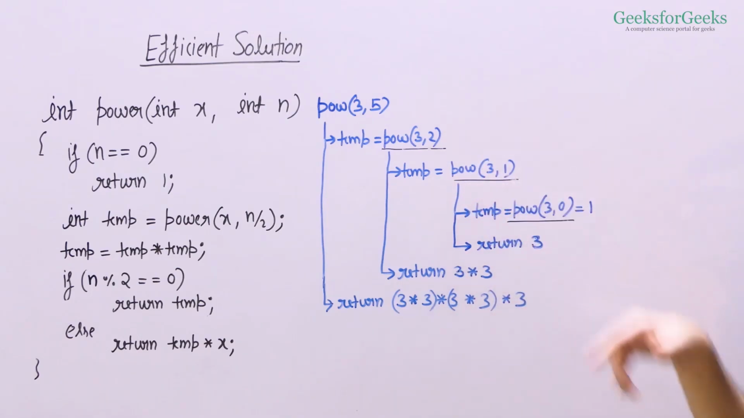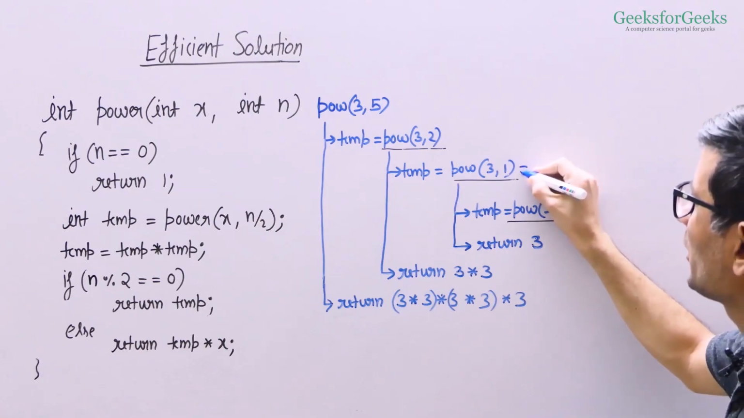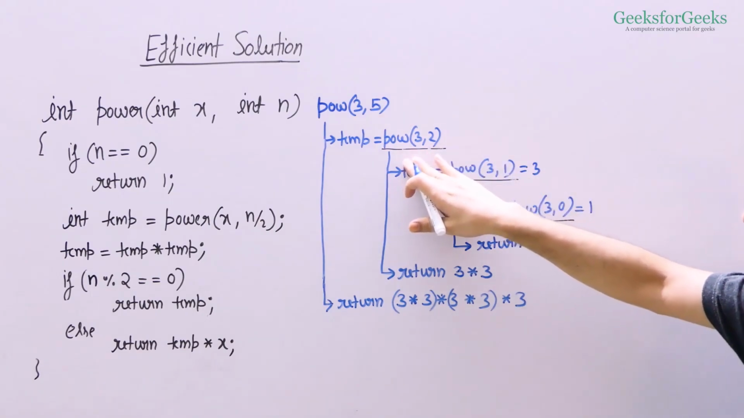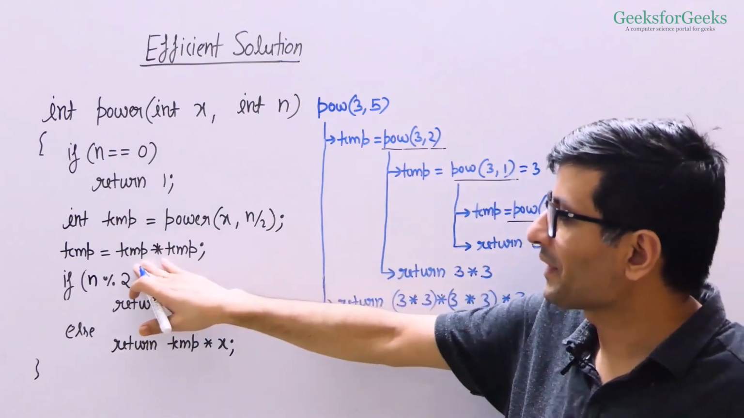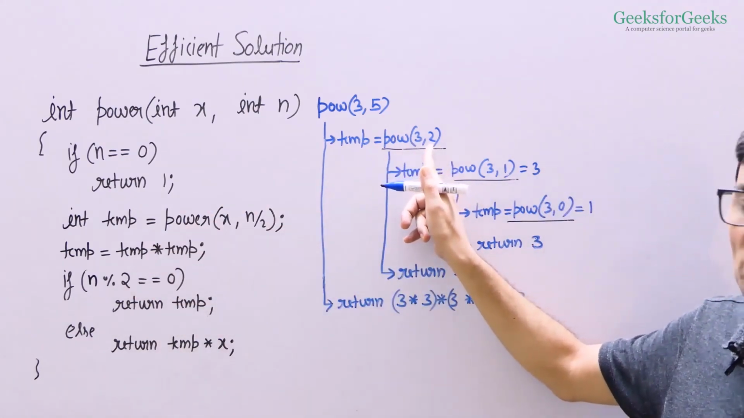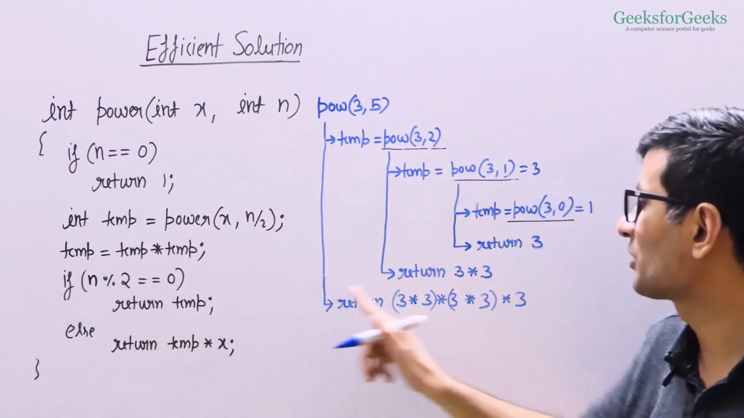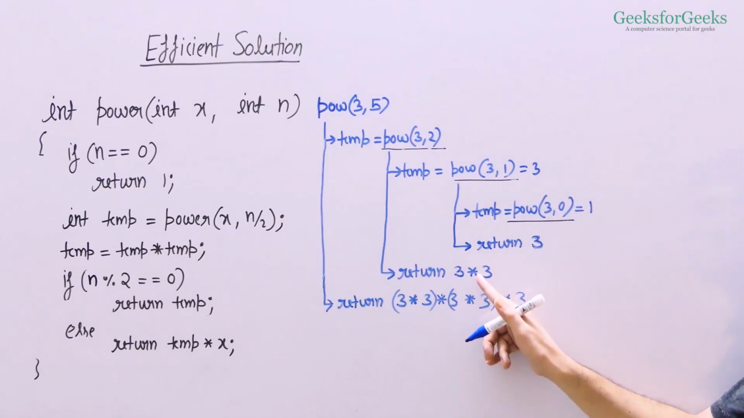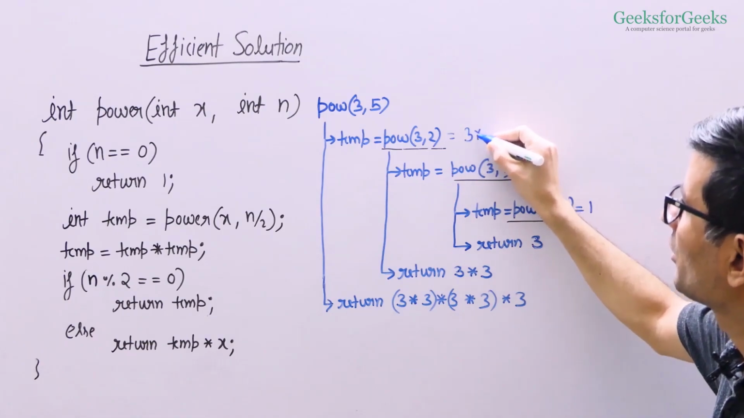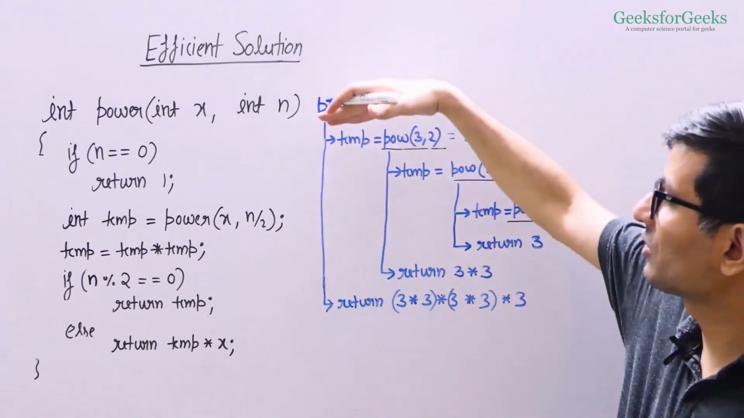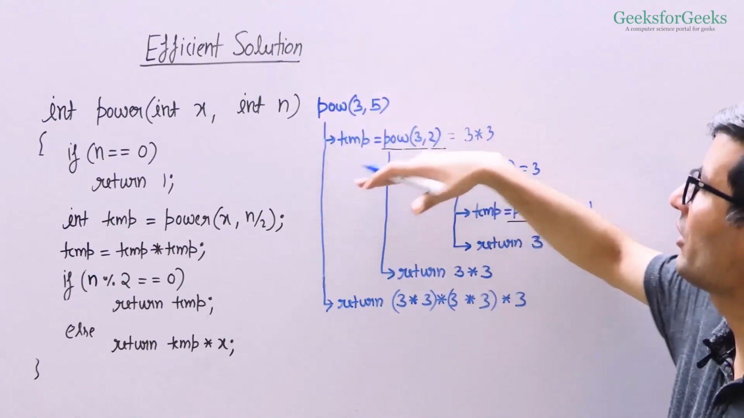And now once it returns 3, the 3 is assigned to the temp variable in this call. And what this call is going to do, it's going to do 3 into 3 first, right? And n is even now, so it's simply going to return 3 into 3. That's what it returns. And when it returns 3 into 3, this is assigned to the temp variable in this call. And in this call, temp is now 9.